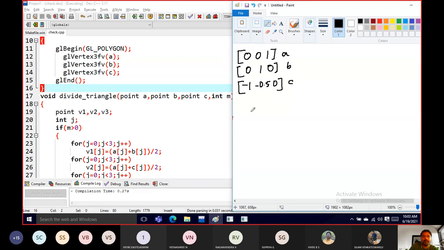So V1 of j, when j is equal to 0, V1 of 0 will be equal to A of 0 plus B of 0, divided by 2. What is A of 0? It is 0. What is B of 0? Also 0. So 0 plus 0 divided by 2 is 0. V1 of 1 is 0 plus 1 divided by 2, which is 0.5.